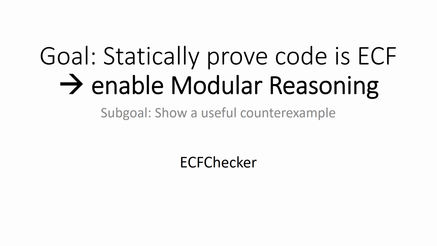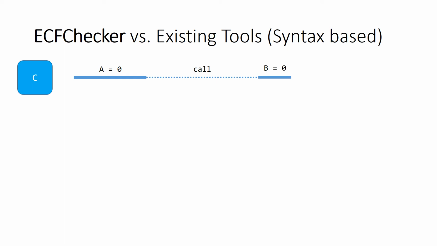Our goal is to statically prove ECF and thus enable modular reasoning. To that end, we wrote ECFChecker, a sound tool that produces proofs for ECF and generates counterexamples that can be manually checked. Callbacks are a long-standing problem, especially in Ethereum, and ECFChecker is not the first in this problem space. Our technique is different from state-of-the-art security tools used in this space, by being based on analyzing behaviors of the code rather than its syntax. Here is a grossly simplified example.